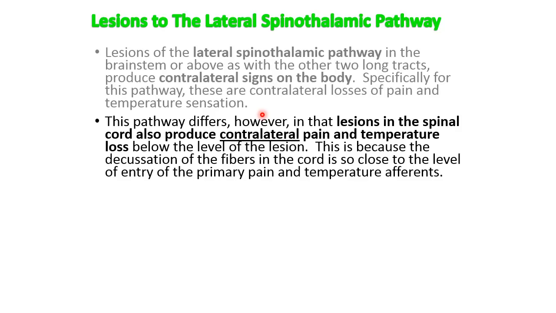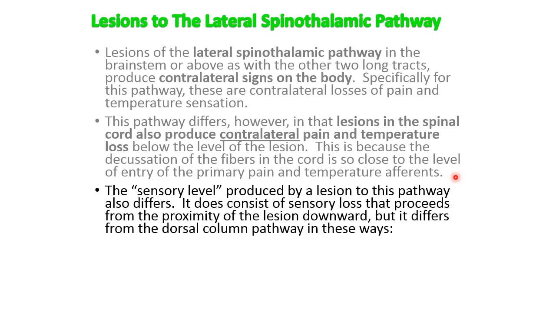However, in the spinal cord, these are very different from the dorsal column lemniscal pathway, and that is lesions in the spinal cord produce contralateral pain and temperature loss, just the opposite of what happens for dorsal column damage. This is because the decussation of the fibers in the cord is so close to the level of entry of the primary pain and temperature fibers.